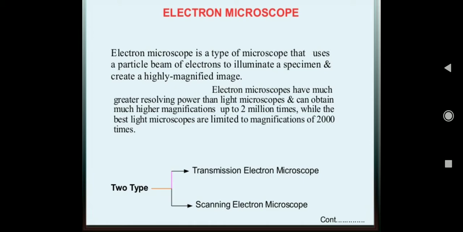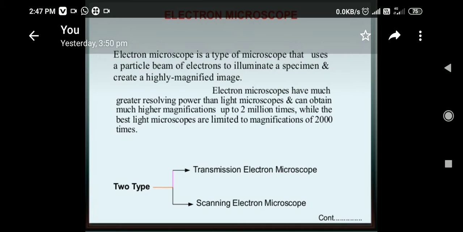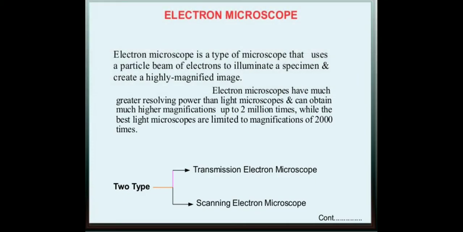And electron microscopes have much greater resolving power than light microscopes, and can obtain much higher magnification up to 2 million times, while the best light microscopes are limited to magnifying 2000 times. This electron microscope is further divided into two types. First one is transmission electron microscope, another is scanning electron microscope.